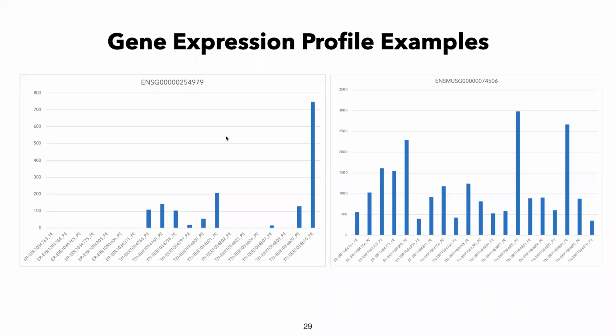You can see here two genes. This is a human gene, ANSG. This is a mouse gene, ANS-mus-G, so from Mus musculus. And you can see here in your description of the samples, you have ER positive and triple negative breast cancer. So two conditions, ER positive, triple negative.